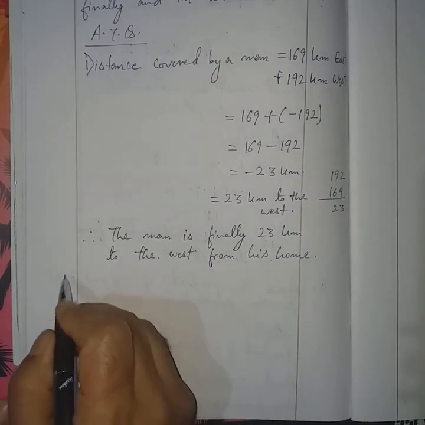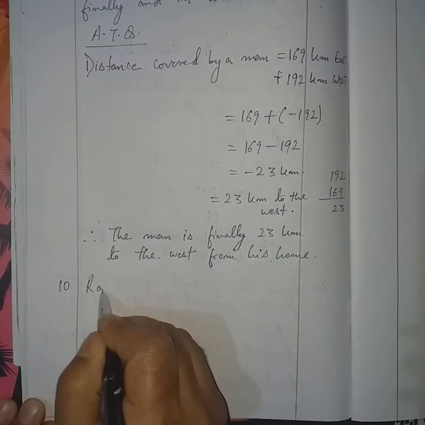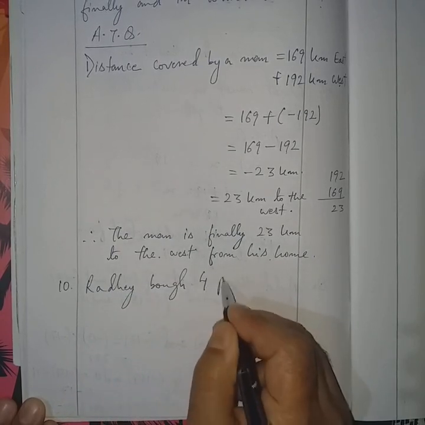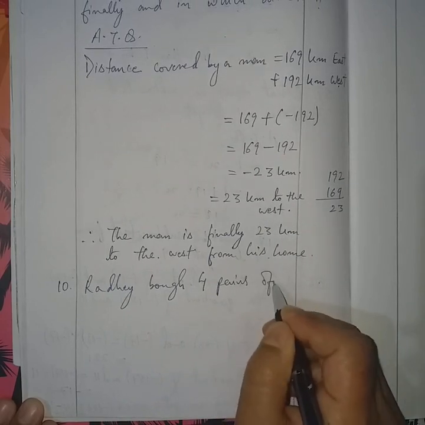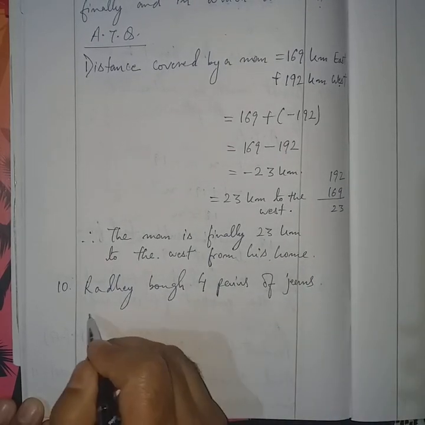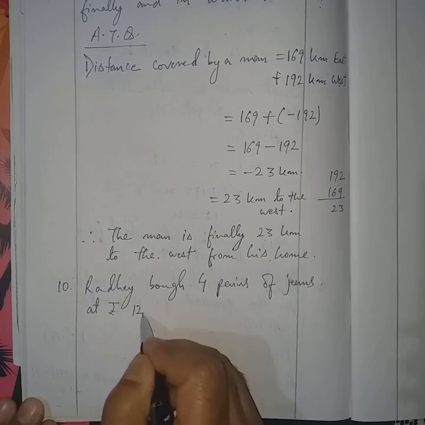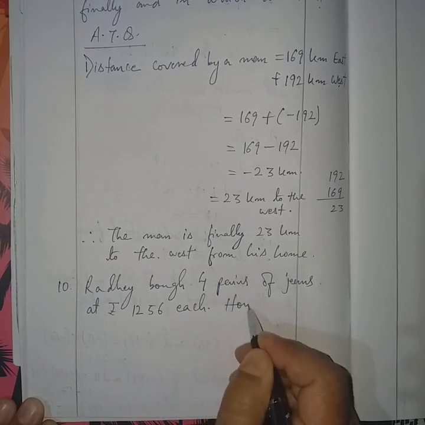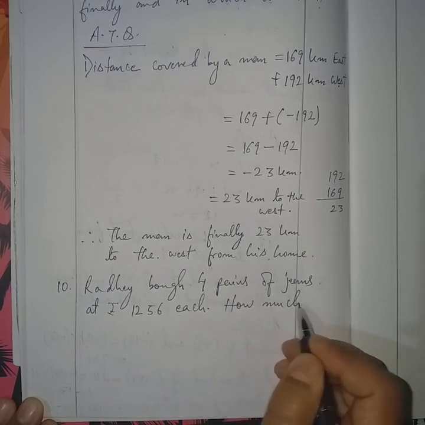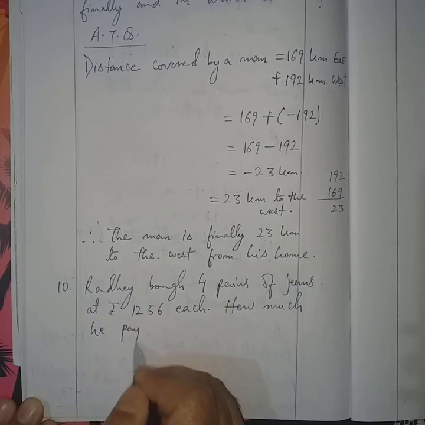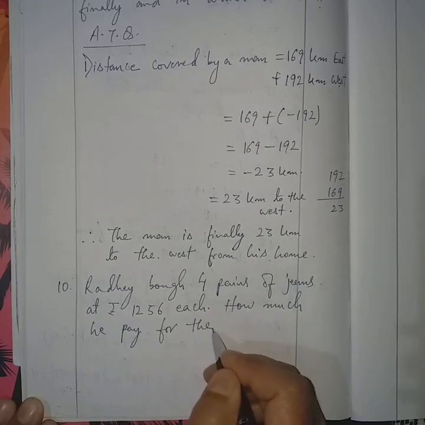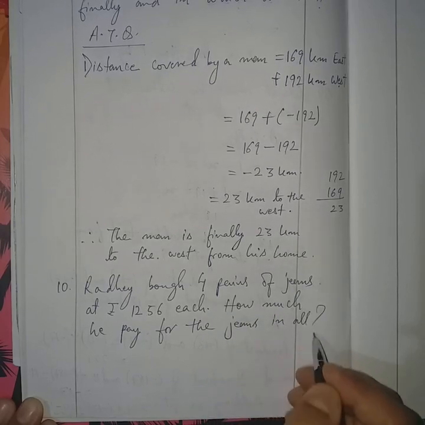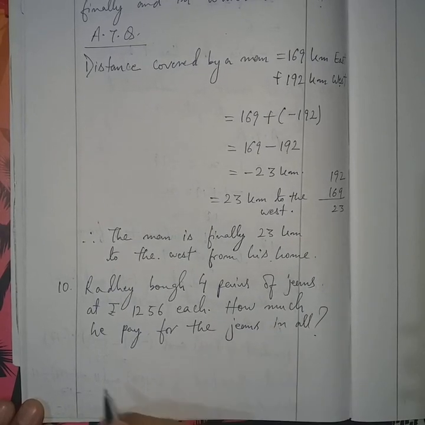Question number 10. Radhe bought 4 pairs of jeans at rupees 1256 each. Very simple question. How much he pay for the jeans in all? This is a very simple question.